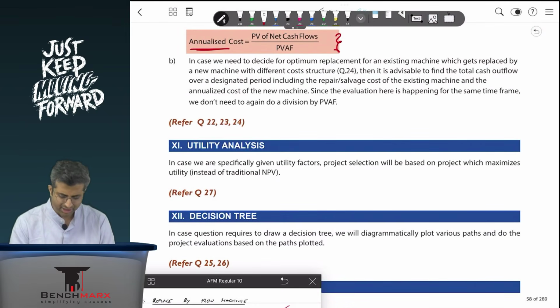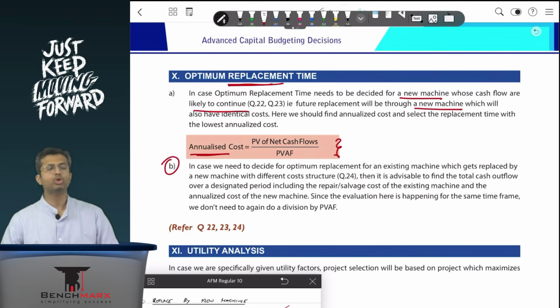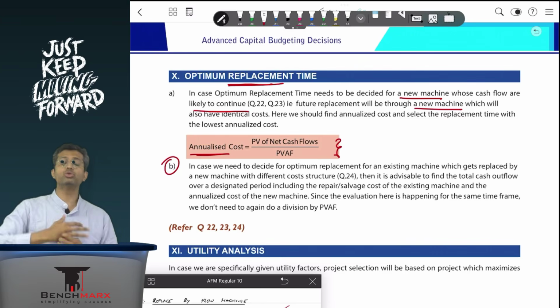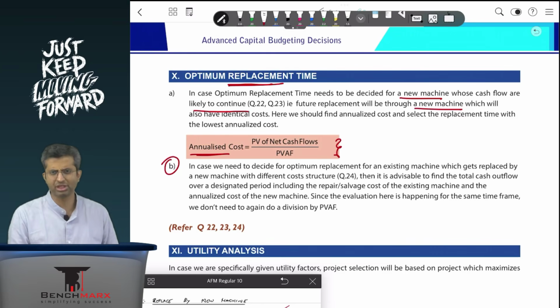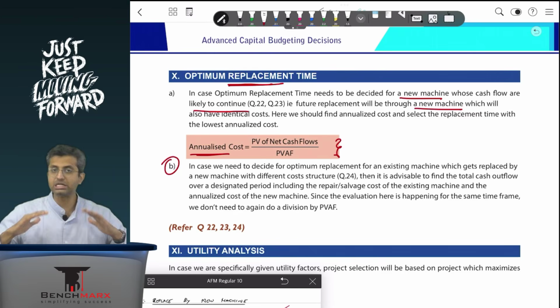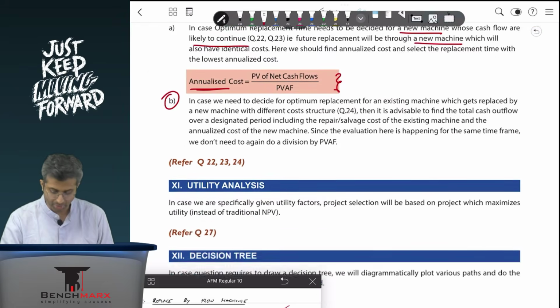Achha, this point B is to discuss the other replacement possibility, where you have an existing machine, you are replacing it by a new machine which is different, and you are wondering when to replace the existing machine, in which case you will try to find the cash flows over a standard life, let's say 4 years, 3 years, and whichever option gives you the lowest cash outflow is what you select. Ideally, you could have even done optimum replacement time by doing a divide by PVF, but sometimes the institute has done a bit of inconsistency in a couple of problems.